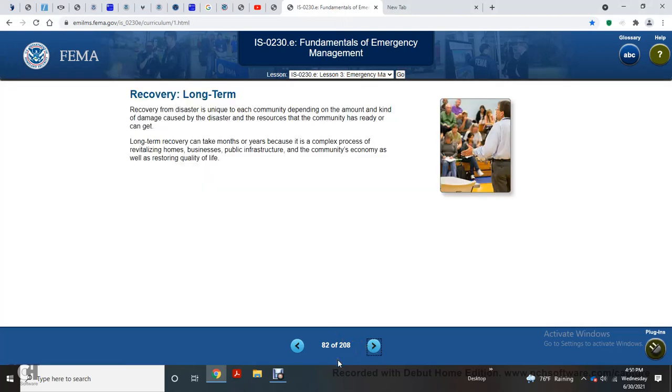Long-term recovery. Recovery from a disaster is unique to each community, depending on the amount and kind of damage caused by the disaster and what the community has ready and can get. Long-term recovery can take months or years because of the complex process of revitalizing homes, businesses, public infrastructure, communities, and the economy, as well as restoring quality of life.